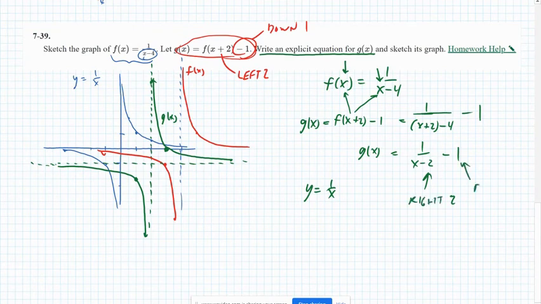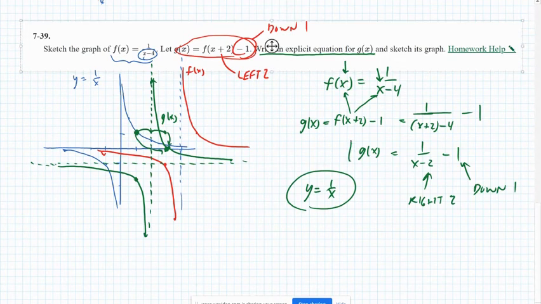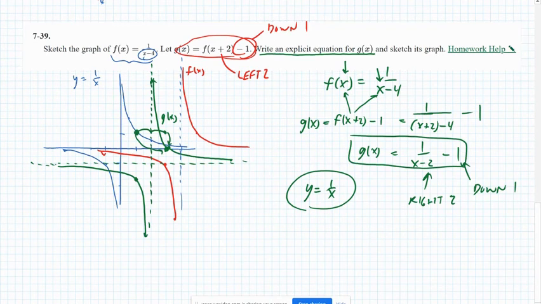And the minus 1 moves it down 1. So compared to our parent graph, it should move right 2 and down 1. And so if we go back to our blue graph over here, we see our blue graph, if we moved that right 2 and down 1, then that point here would end up here. And so that gives us the same graph as we got when we produced the graph the other way. So now we have our explicit function, and we have our green graph as our graph of g of x.